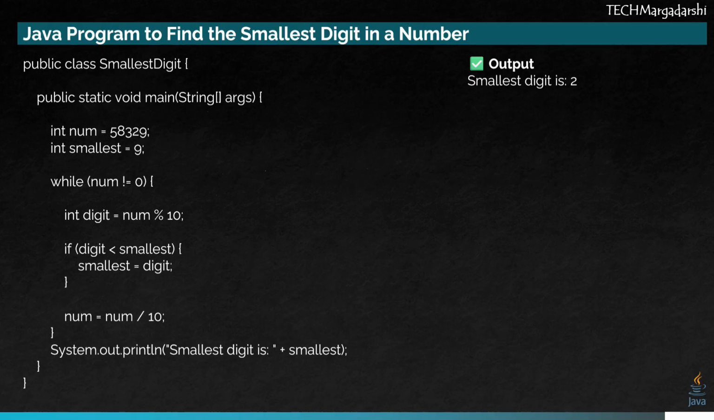In this example, we take the number 58329 and initialize the smallest variable with 9 since 9 is the highest possible single digit. Using a while loop, we extract each digit using the modulus operator modulo 10. We then compare the extracted digit with the current value of smallest. If the digit is smaller, we update the smallest variable. We continue this process until all the digits have been checked. For the number 58329, the smallest digit is 2. This program helps us understand digit extraction, comparison, loops, and logical problem solving in Java.